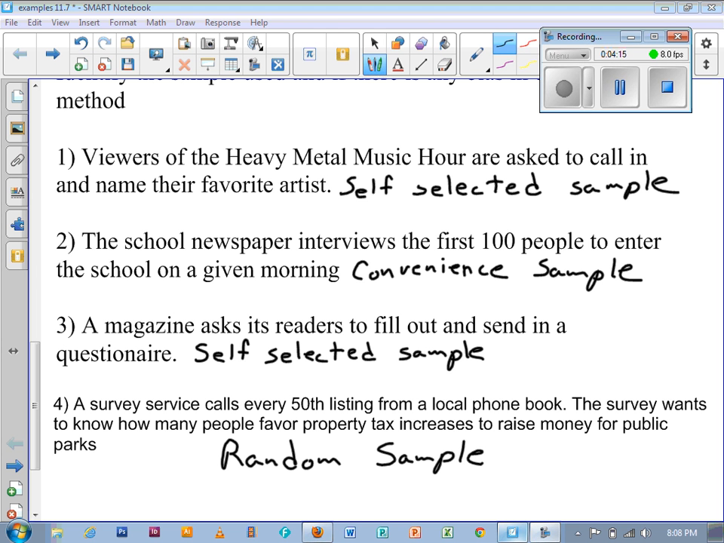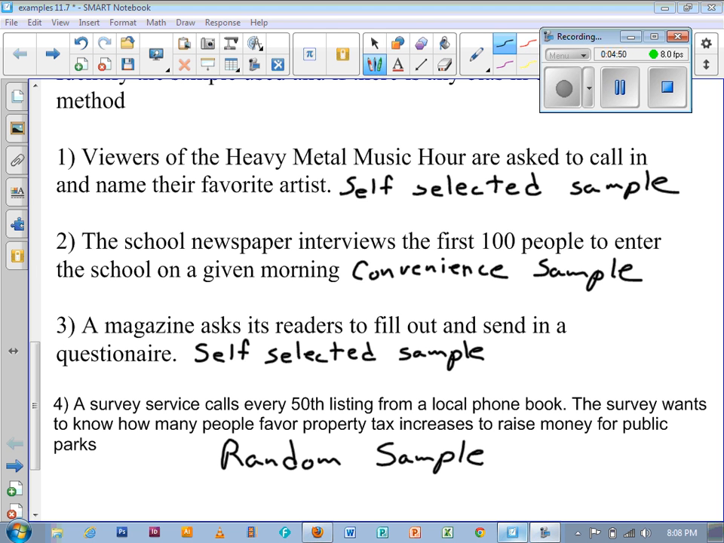Number 2, the school newspaper interviews the first 100 people to enter the school in a given morning. That would be a convenience sample. You're sitting in one location interviewing the first 100 people to enter the school. Depending on how this is set up, it could be biased. If you, let's say, stood in front of the Forest Lake High School during when the buses were coming off, you would only get a certain grade level because most kids that are in 10th or 11th grade ride the bus. You wouldn't get any type of input from probably seniors that drive to school. That's just an example of a bias that could come out of this.